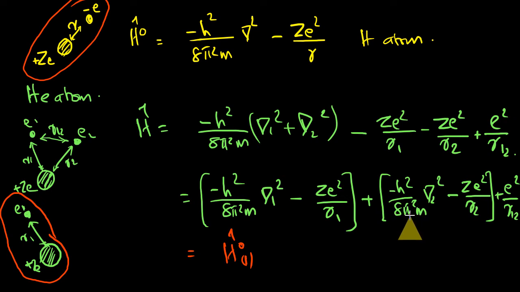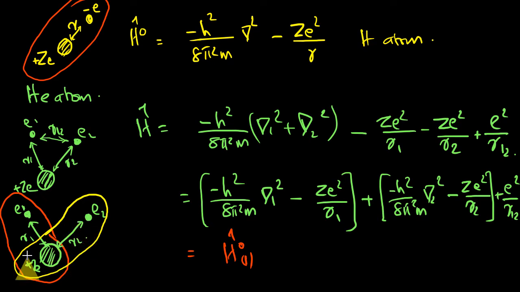That is minus h square divided by 8 pi square m del 2 square minus Ze square by r2. What is that? Now you consider there is only this nucleus and there is this electron, that is electron 2. So we are considering only the nucleus and electron 2, and the distance between the nucleus and electron 2 is r2.